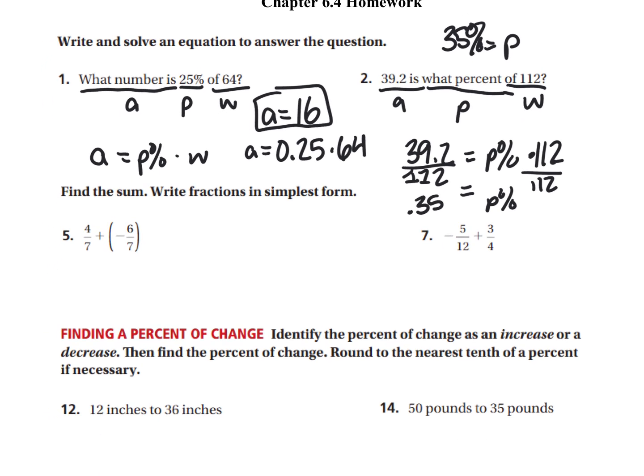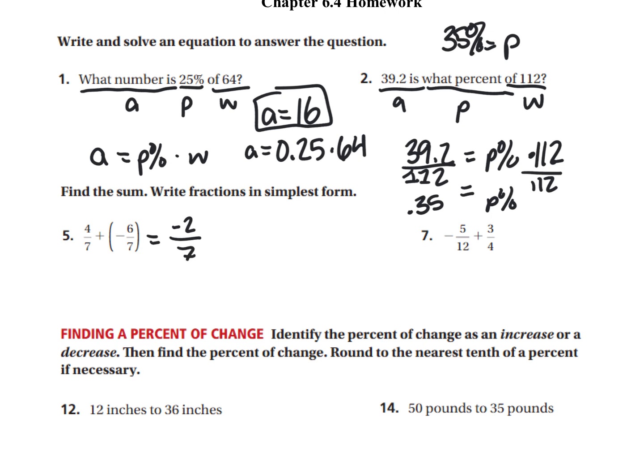Alright, number 5 and 7 here, it's asking us to find the sum and then write the fractions in simplest form. So for this first one, I see both my denominators are 7. I have common denominators. Now it's just looking up top. I got 4 plus negative 6. Negative 6 is bigger by 2, so it's going to be negative 2 over 7.